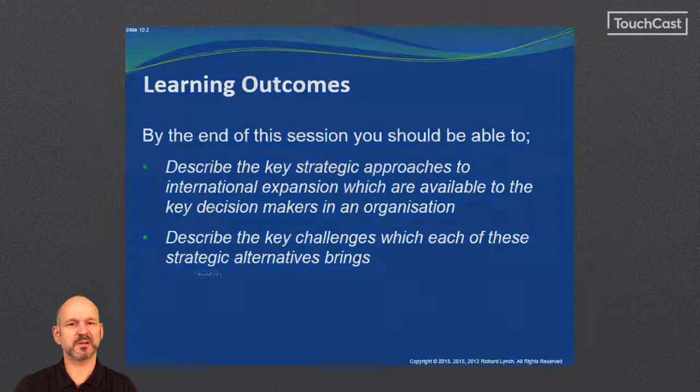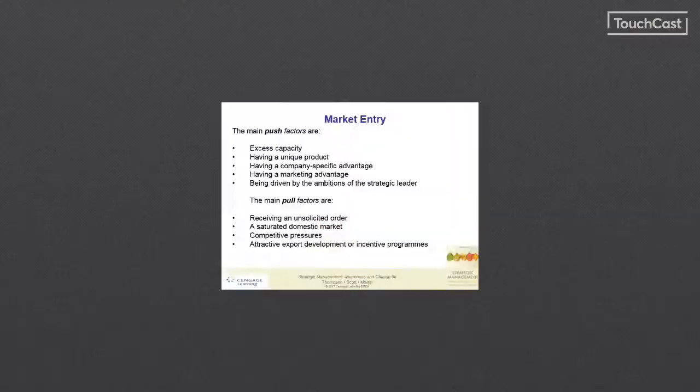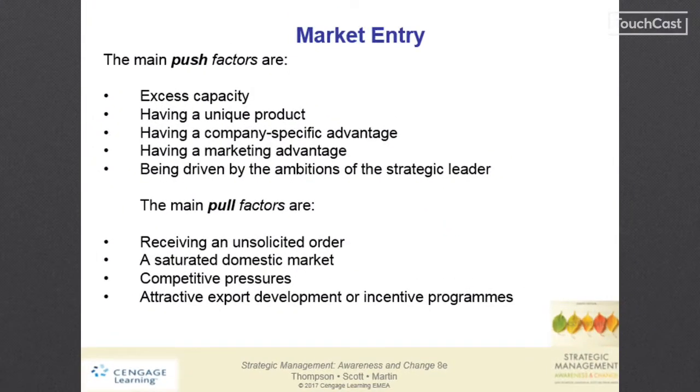Now, there are numerous factors which could prompt an organisation to consider expanding in an international market context, and these factors can be categorised as either push factors or pull factors. Now, the main push factors for an organisation to pursue a strategy of international growth include an excess capacity of product, having a unique product, having a company-specific advantage, having a market advantage, and also being driven by the individual ambitions of the strategic leader. The main pull factors include a saturated domestic market, competitive pressures, and also attractive export development or incentive programs.